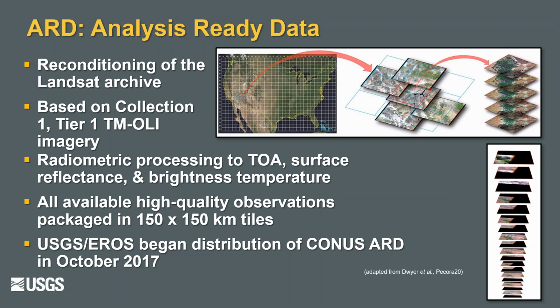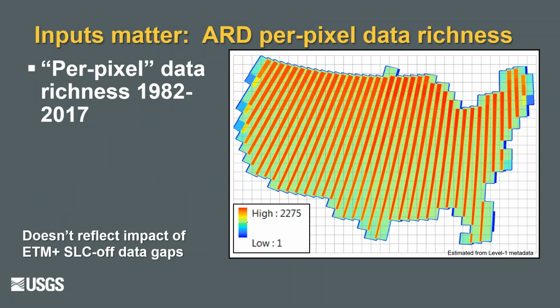So we pack our data into these 150 by 150 kilometer tiles. There are 428 of these tiles across the United States, and we're working across the country tile by tile to detect change. The first step was creating the ARD. The next step is having the code to detect change. After we detect change, we do a classification process to pull out the land cover information. I won't go into this in a lot of depth, but inputs matter. We actually have an archive that has varying data richness, or as I would call it, data frequency.